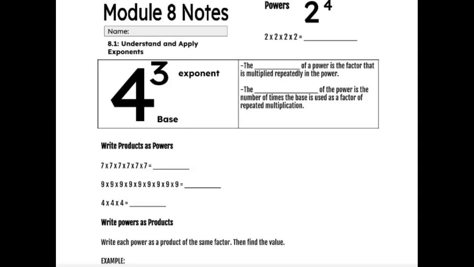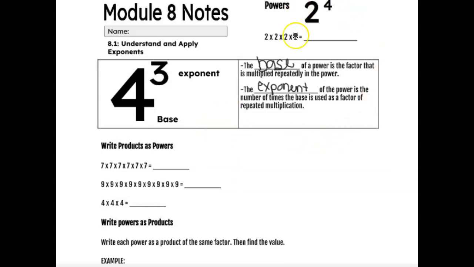So, the base of a power is the factor that is multiplied repeatedly in the power. The exponent of a power is the number of times the base is used as a factor of repeated multiplication.